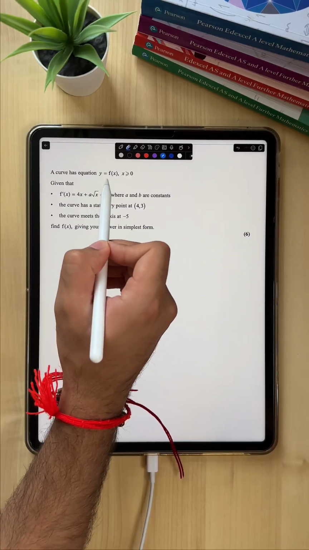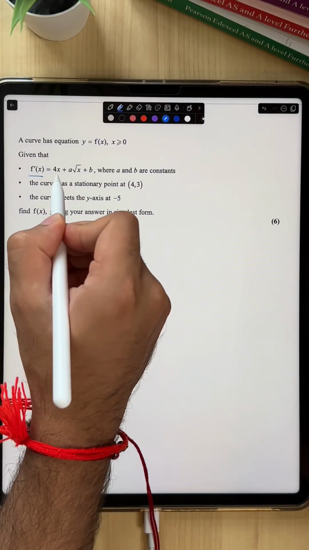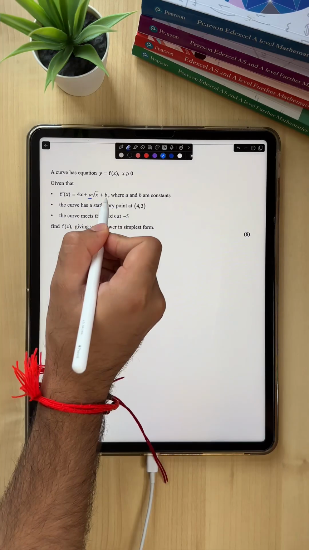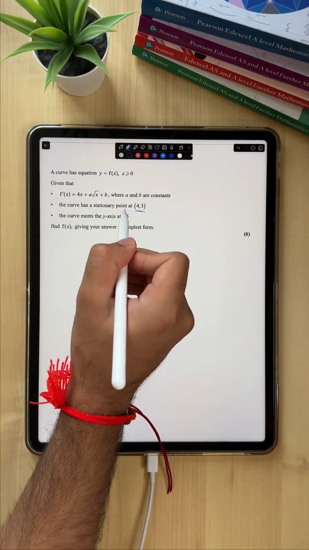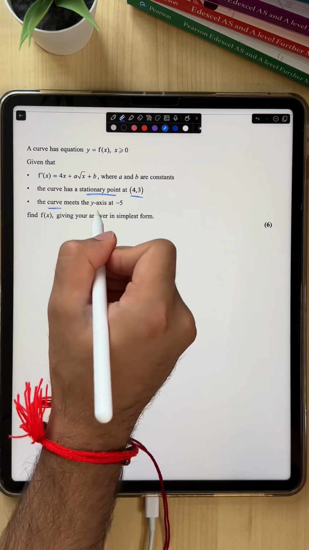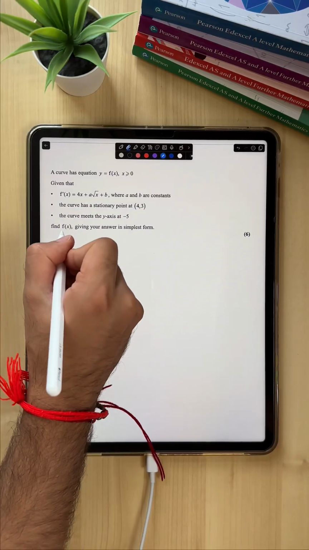A curve has the equation y equals f of x, x is greater than or equal to 0. Given that the derivative of f of x is this expression here, involving a and b constants. Also this information: the curve has a stationary point at this point, that's quite useful, and the curve meets the y-axis at -5, so its y-intercept is -5. We need to find out what f of x is.